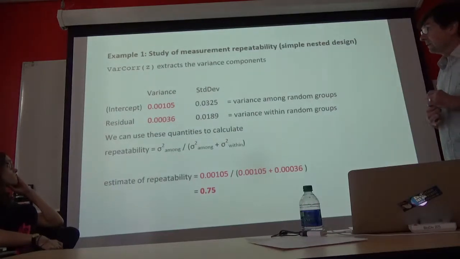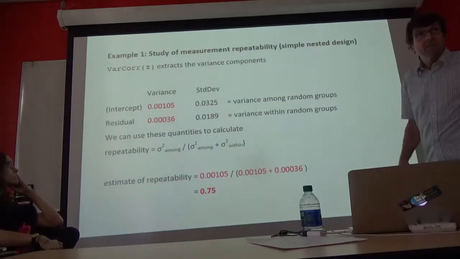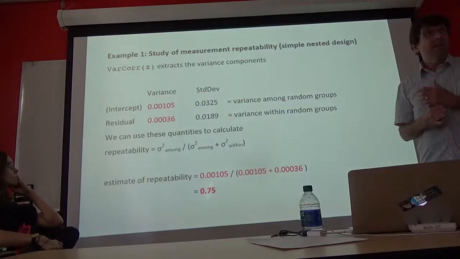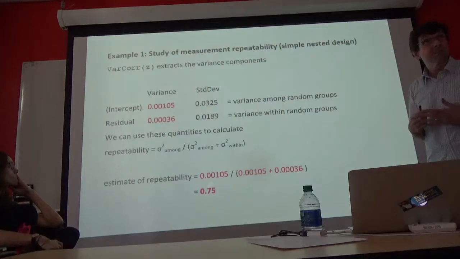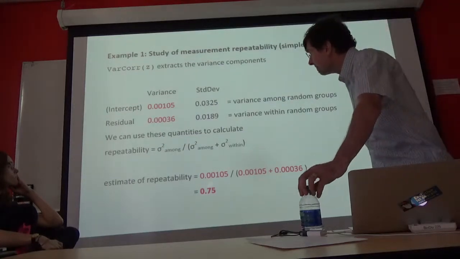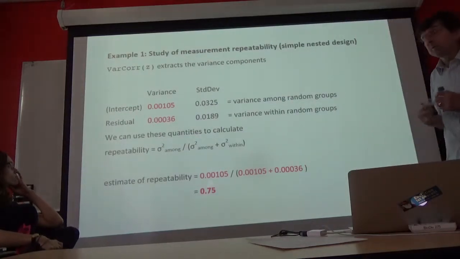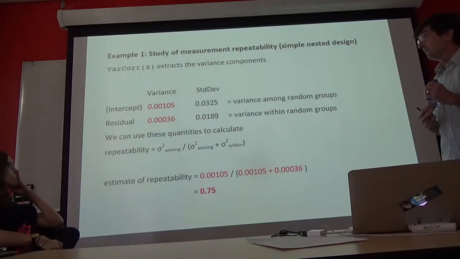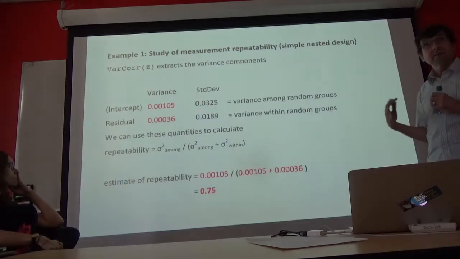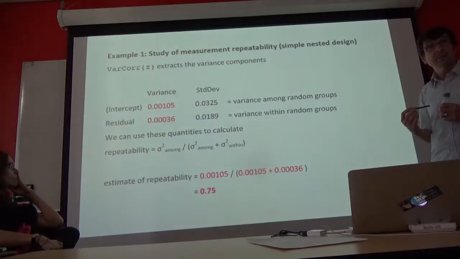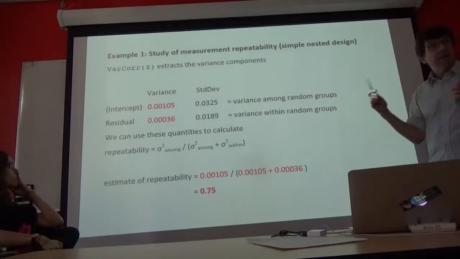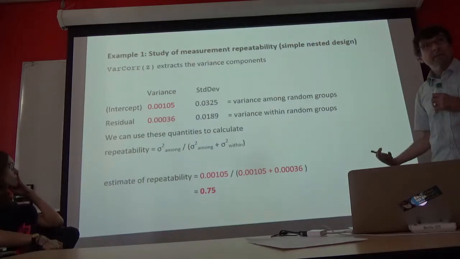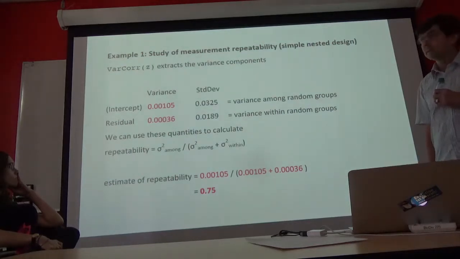So VarCorr is another function that extracts interesting and useful values from the fitted model object. In particular, it extracts the variance components for the random sources of variation. And in a model with random effects, there's always at least two. In the simplest example, there are two sources of random variation. One of them is the variation among the repeat measurements within each individual. And the other is the variation among the individual insects. And repeatability is calculated from those quantities.